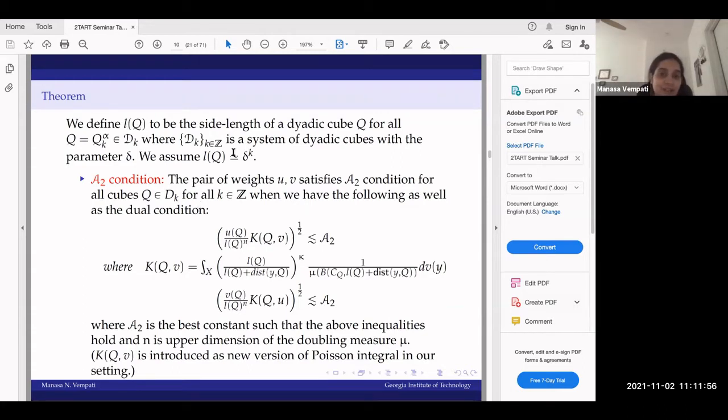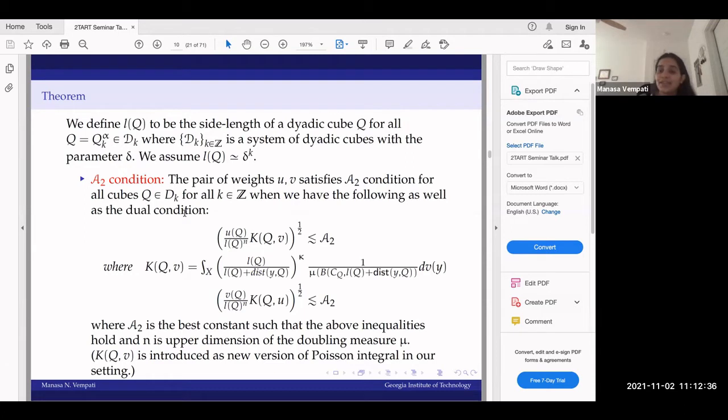So we take cubes Q that come from different dyadic levels that we use to break our space of homogeneous type into. And we denote by L of Q the side length of the dyadic cube that comes from the dyadic level D_k for all k in Z. So when we are taking this system of dyadic cubes, we associate it with a parameter delta. Now delta is a parameter that lies in between 0 and 1. And the main assumption in our paper is that the length of the dyadic cube that comes from the dyadic level k is very similar to delta to the power k. So it's kind of equivalent. So that's the main assumption that we take in our paper.